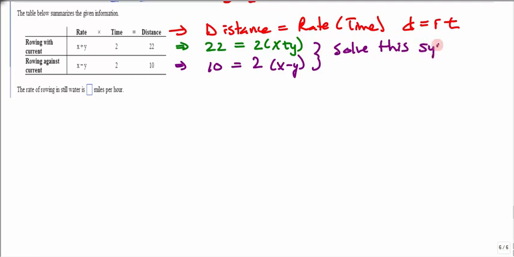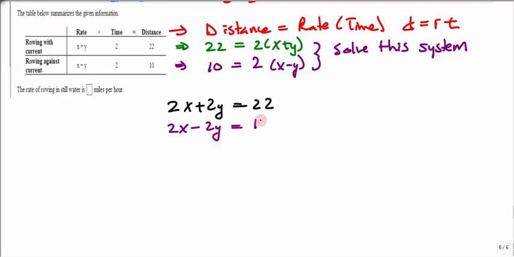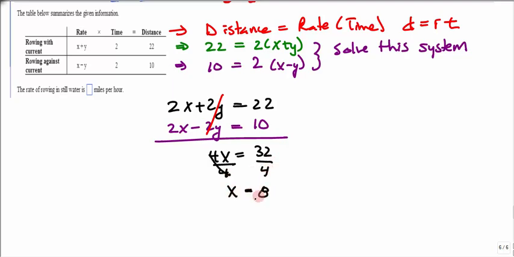I have different methods I could use to solve: graphing, substitution, and elimination. Before I determine which one I want to use, let's go ahead and rewrite these. So I'd have 2x plus 2y equals 22, just flipping the directions. And then here I have 2x minus 2y equals 10. Well, these are set up perfectly for elimination. The y's eliminate automatically, and I have 4x equal 32. Divide both sides through by 4, and I get x equal 8.